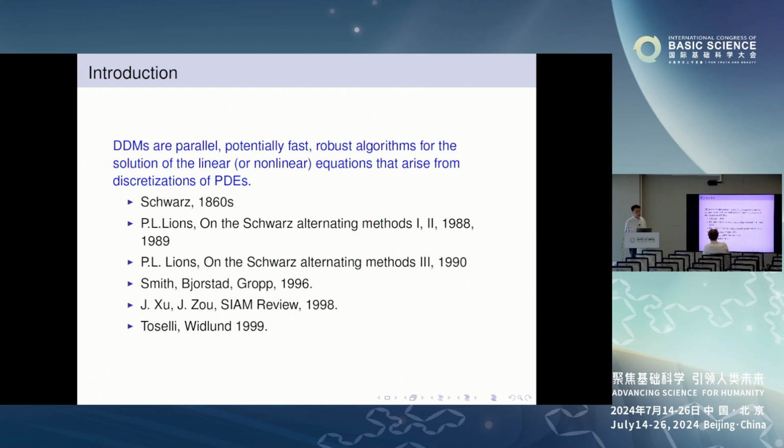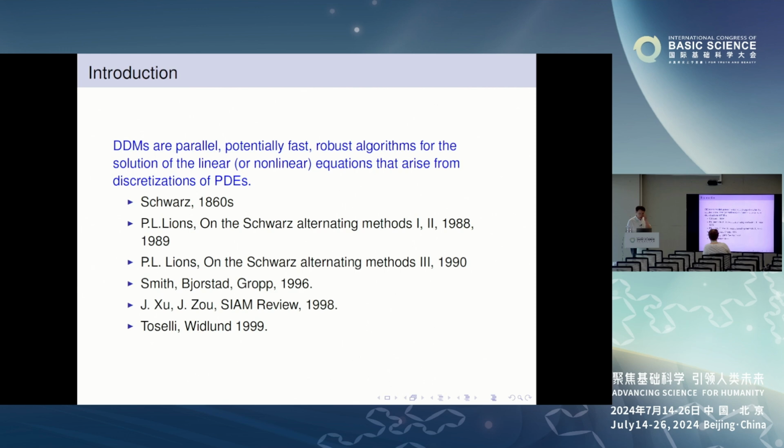Actually, this method was first proposed by the very famous mathematician Schwarz in the 1860s, and then in 1988, the very famous mathematician P.L. Lions, a Fields medalist, proposed how to use this method to solve partial differential equations. He named this method the Schwarz alternating method. I will introduce later what the Schwarz alternating method is.